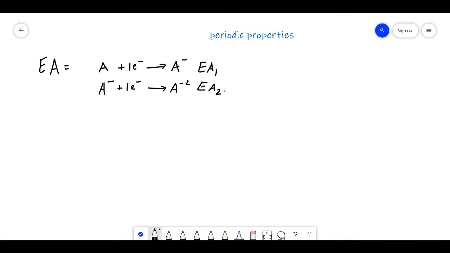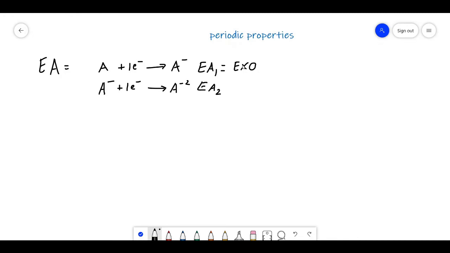And remember one important point: in the NEET, once he asked electron affinity of oxygen, electron affinity 1 and electron affinity 2 of oxygen, and he asked which is exothermic and which is endothermic. Whenever you add an electron, energy is released. So when you are adding one electron, in both these cases there should be release of energy. But here what is happening? The first electron affinity is an exothermic process.